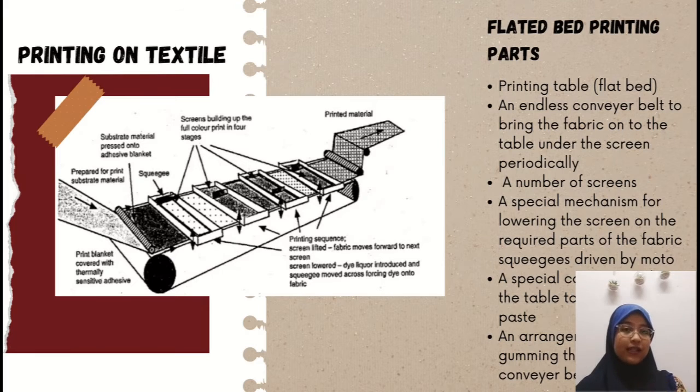So as you can see in this slide, this is an example of how flatbed printing looks in textile. It consists of a few parts: the printing table, conveyor, the number of screens, a special mechanism for lowering the screen on the required part of the fabric in sequence driven by motor, a special conveyor under the table to collect extra paste, and also an arrangement for gumming the fabric to the conveyor belt, and a dryer.